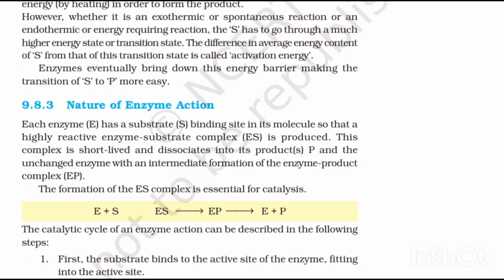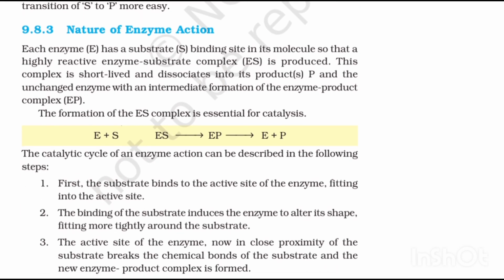Nature of enzyme action. Each enzyme E has a substrate S binding site in its molecule so that a highly reactive enzyme-substrate complex ES is produced. This complex is short-lived and dissociates into its products P and the unchanged enzyme, with an intermediate formation of the enzyme-product complex EP. The formation of the ES complex is essential for catalysis. E plus S gives ES, gives EP, gives E plus P.